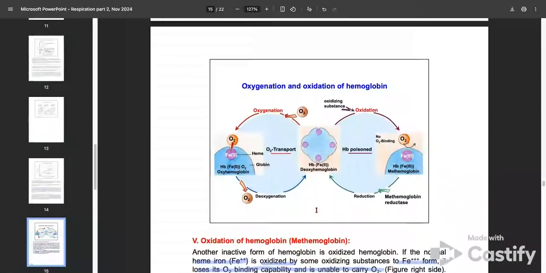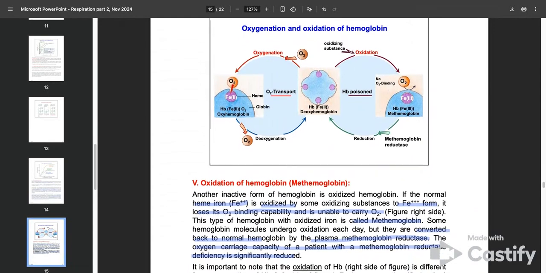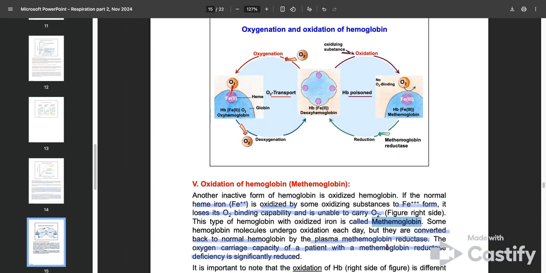Okay, let's move on. Oxygenation and oxidation. Just know from this slide that heme is basically iron, right? Iron in Fe2+. If it's oxidized and converted into Fe3+, the Fe3+ cannot bind to oxygen, and that is called methemoglobin. How do we convert it from methemoglobin back to normal hemoglobin? There's an enzyme called plasma methemoglobin reductase.